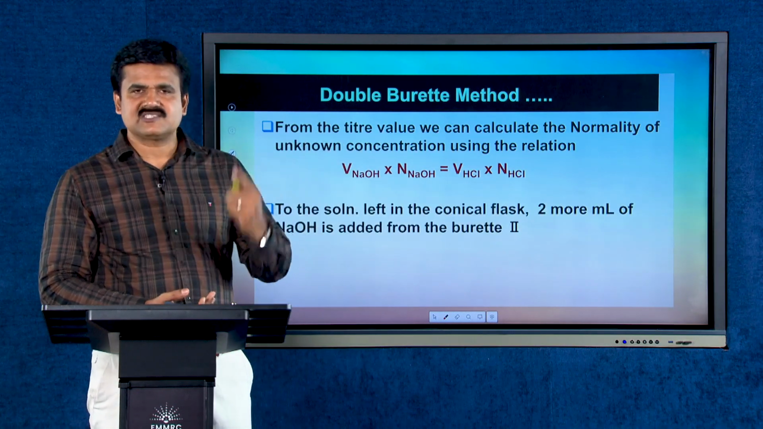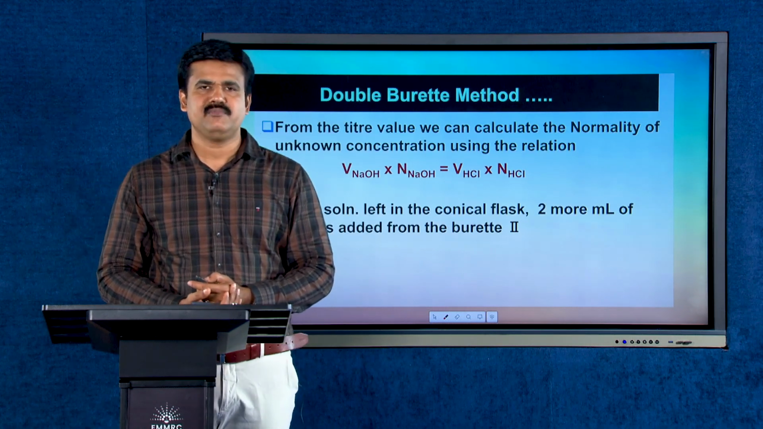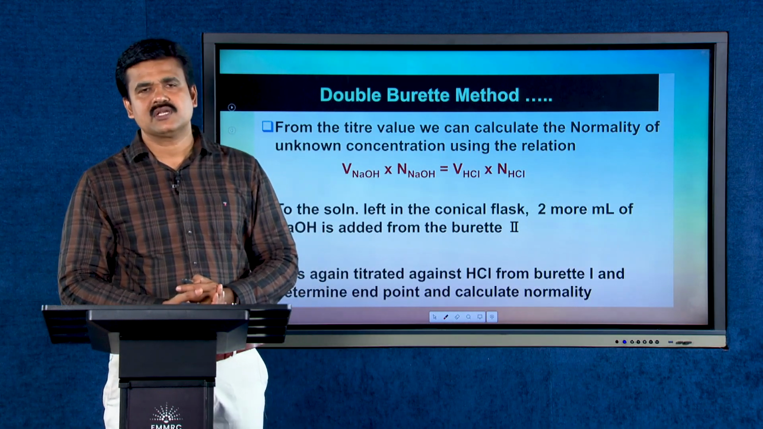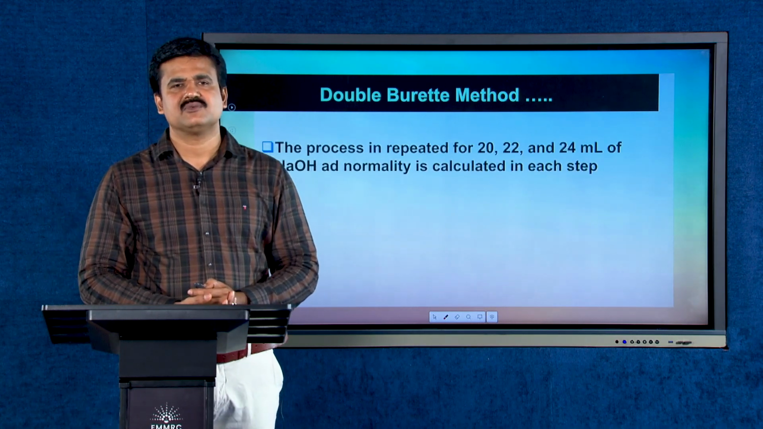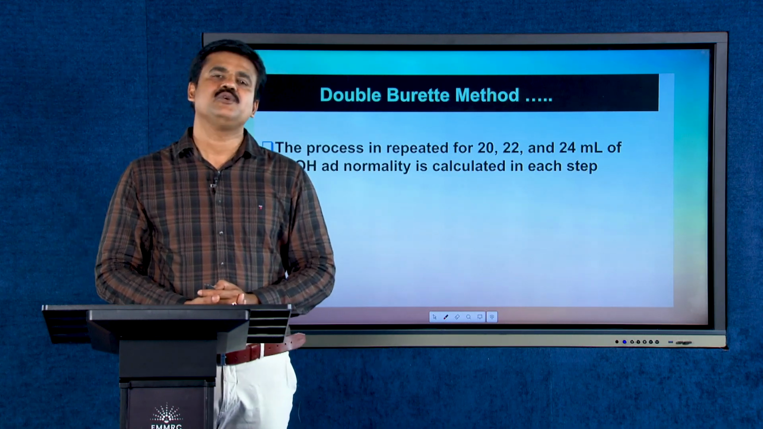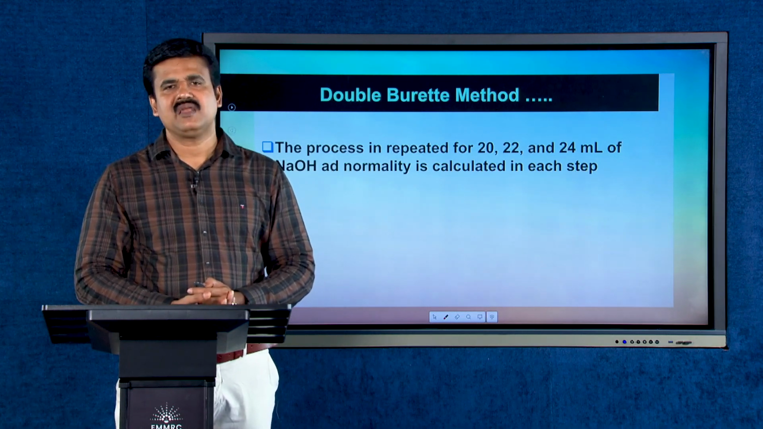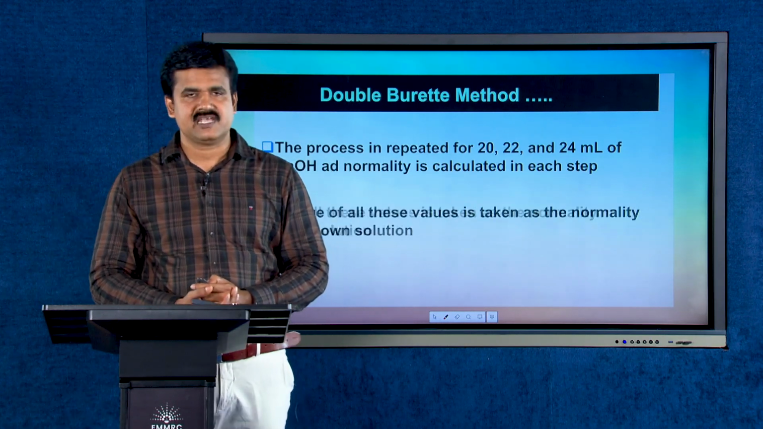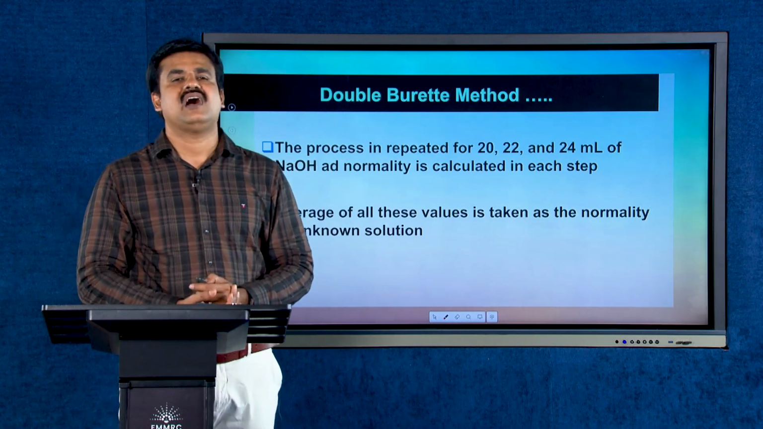Now, to the solution left in the conical flask, you can again add 2 more ml of sodium hydroxide from burette 2. It is then titrated with HCl from burette 1. You will get a new endpoint. Again you can calculate the concentration using a similar expression, and you will get a new normality value. You repeat the process by adding 20 ml, 22 ml and 24 ml of NaOH, and normality is calculated in each step of the reaction. The average of all these values is taken as the normality of the unknown solution.